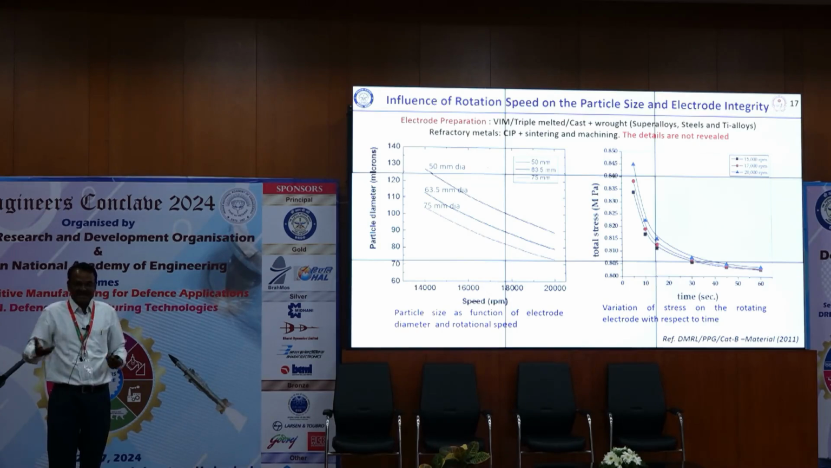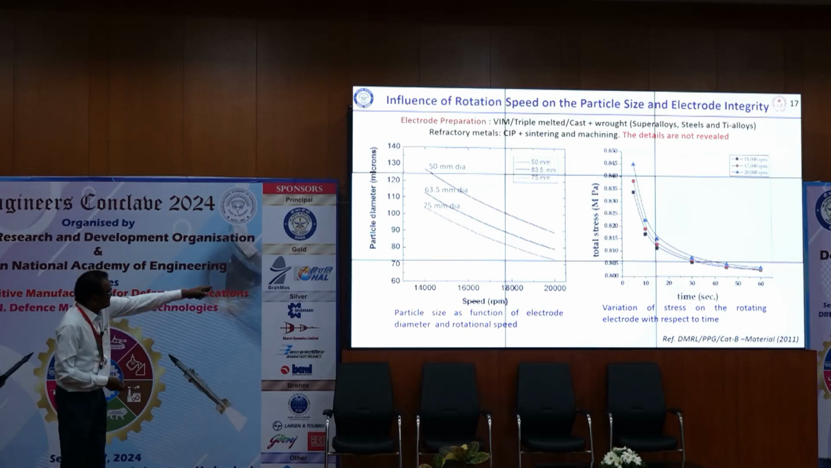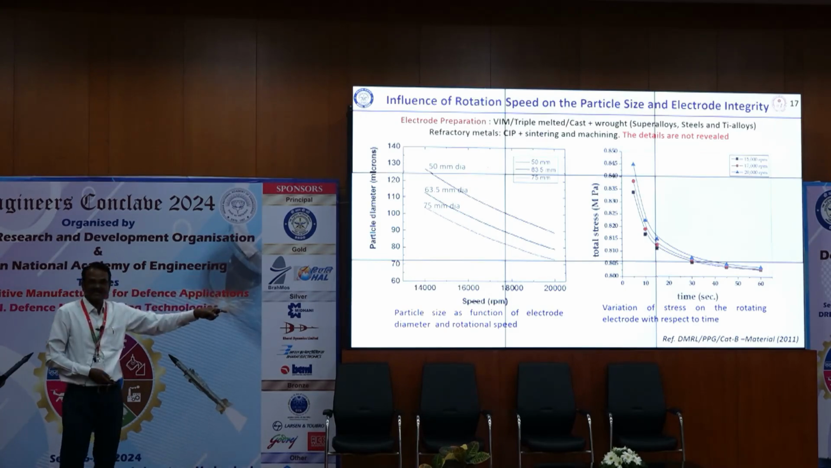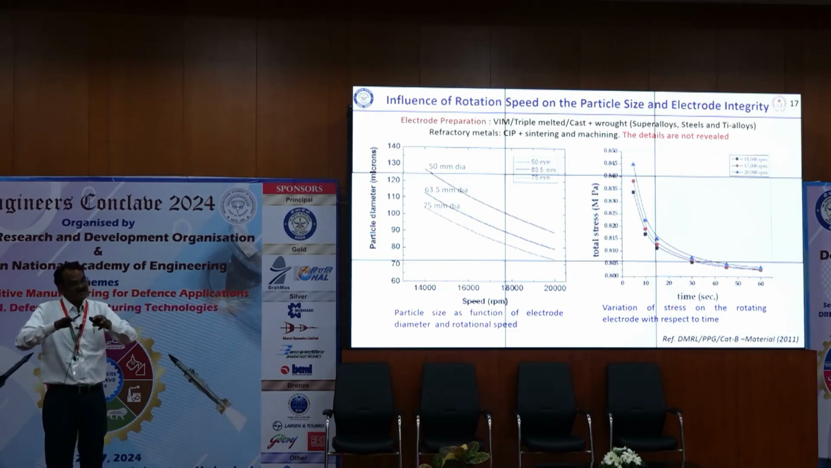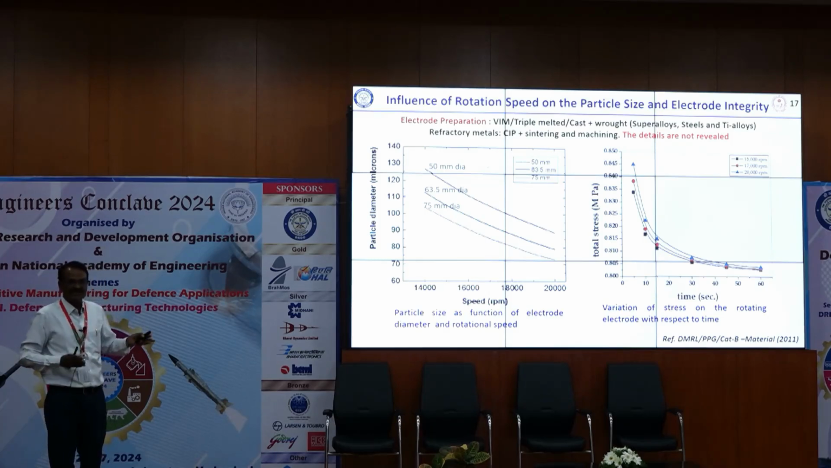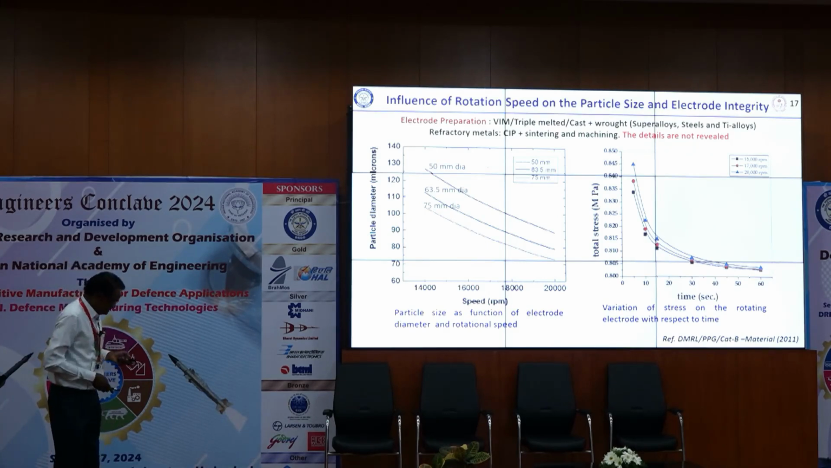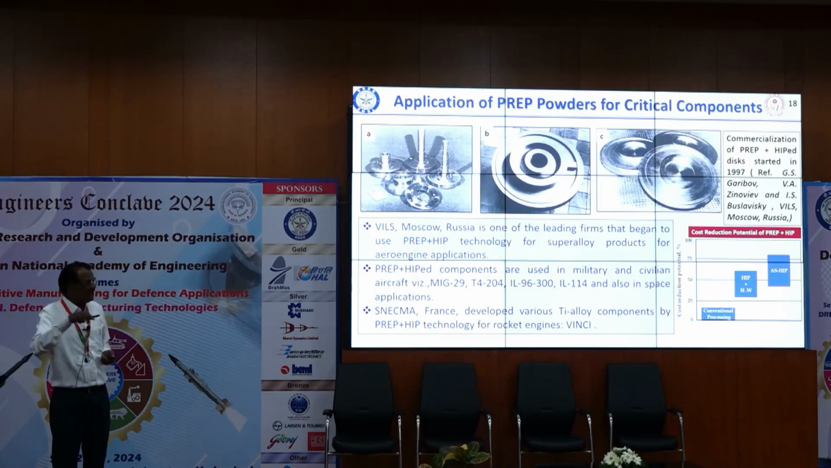So we took some mechanical engineers, two or three people put together, and made the calculations. You see here on the right-hand side, initially the stress levels will be very high, but when the speed increases, for all the diameters, the stress imposed on the electrode is very small, not more than 1 megapascal. Take any cast superalloy, the strength is far better, much higher. So one need not have that fear. However, the electrode preparation, the surface finish and all, I will cover.